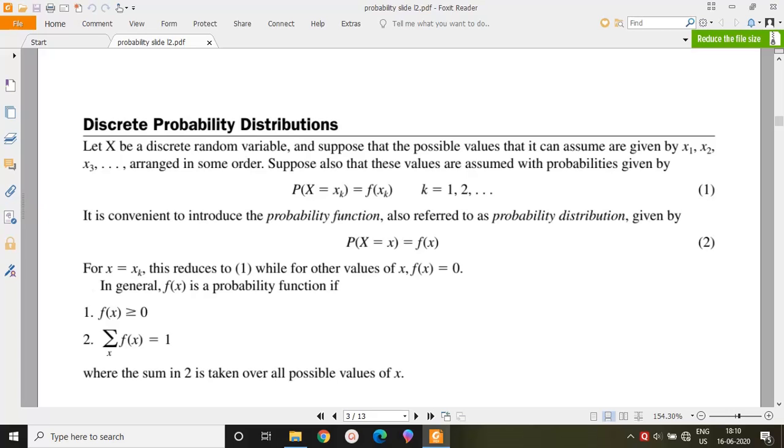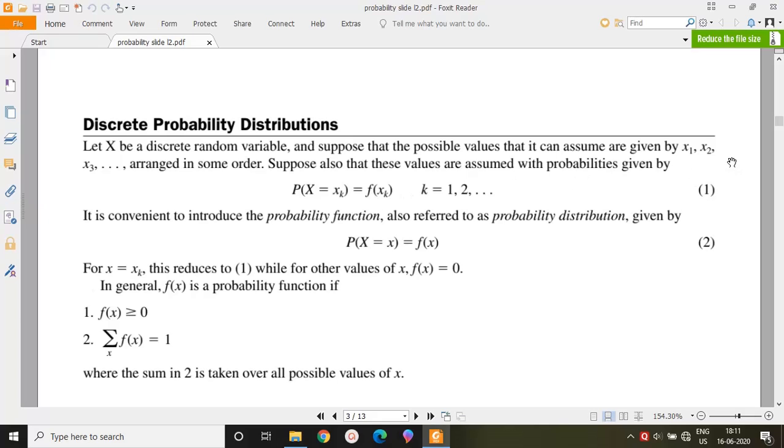Probability of the variable xk, then the corresponding probability is p of x equals xk. Here f of xk represents the probability function and p represents the corresponding probability. So f of xk is also known as probability mass function if your xk is discrete.